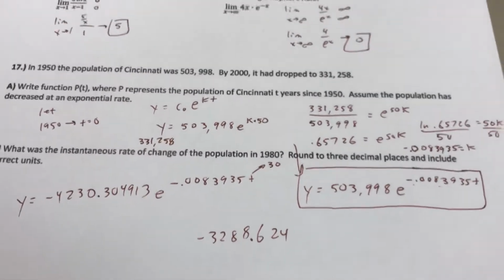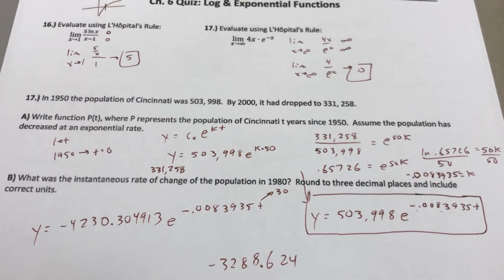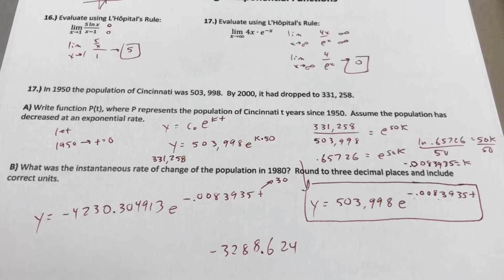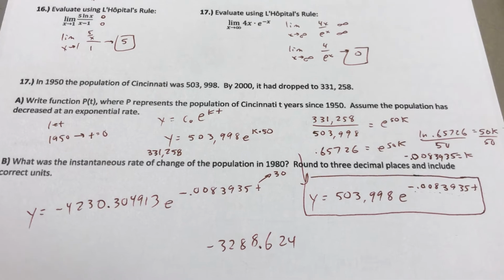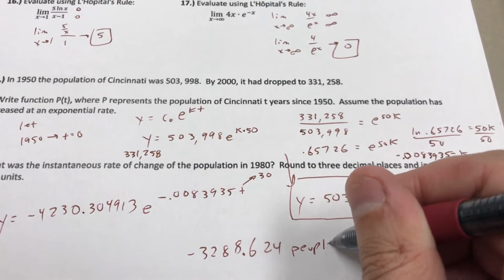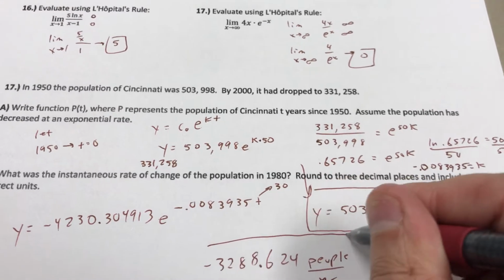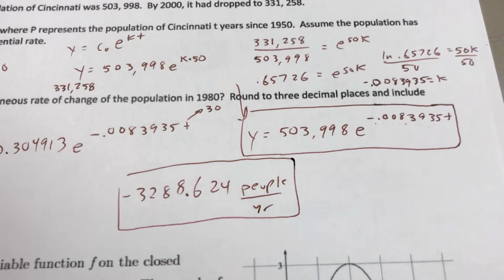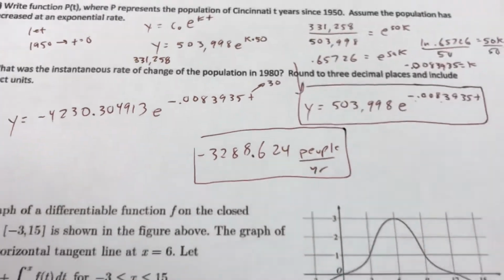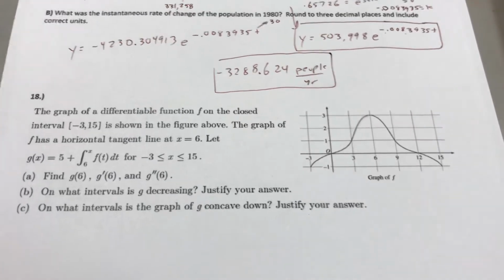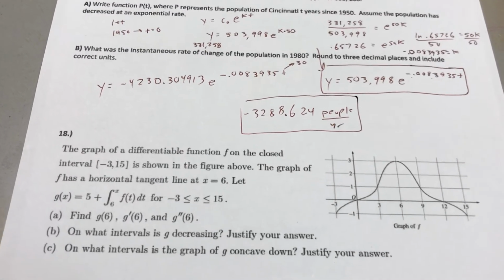And let's see, the units here, it's population, and the rate of change, I guess it would be people per year. So basically it's saying by 1980, the city was losing almost 3,289 people per year was the rate of decrease. Okay, and number 18, let's take a look at this one.